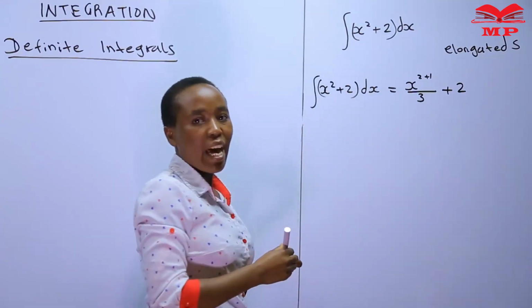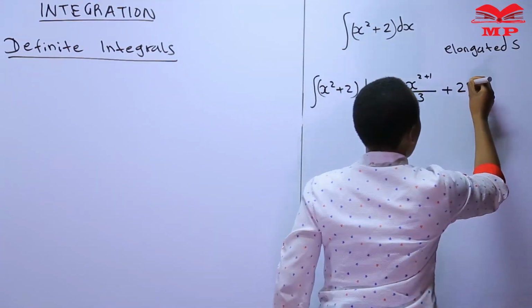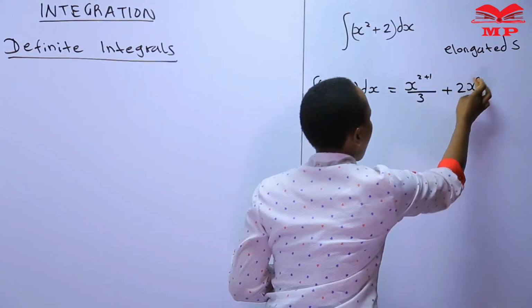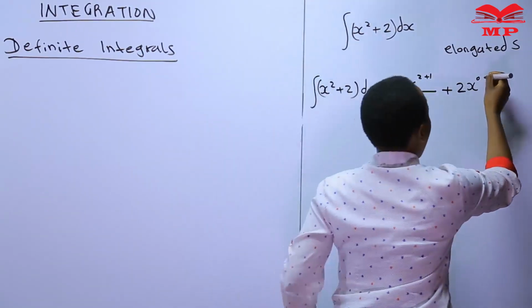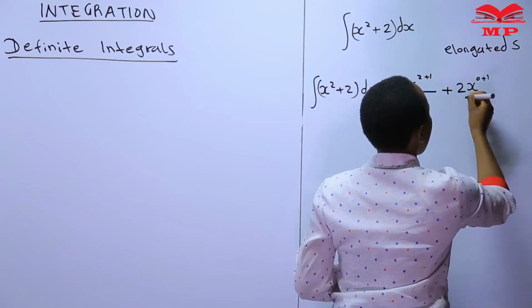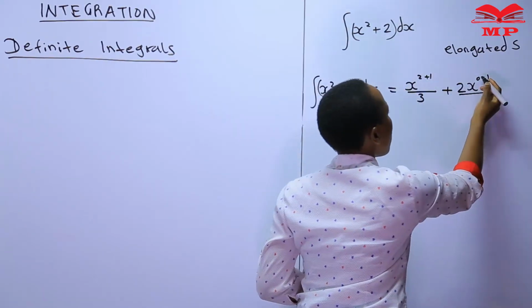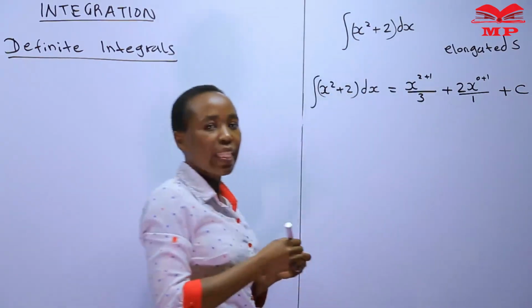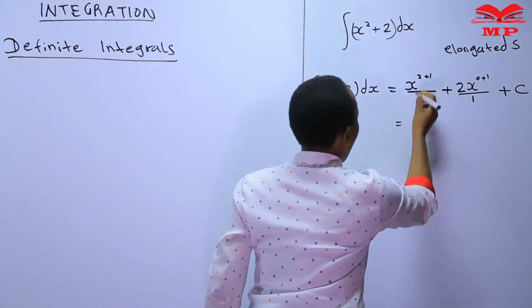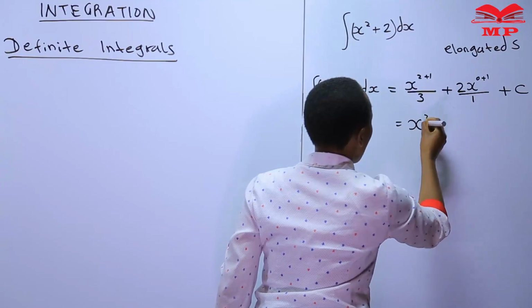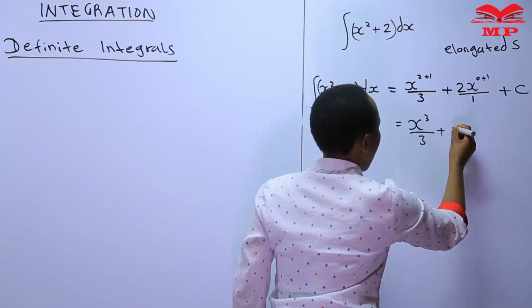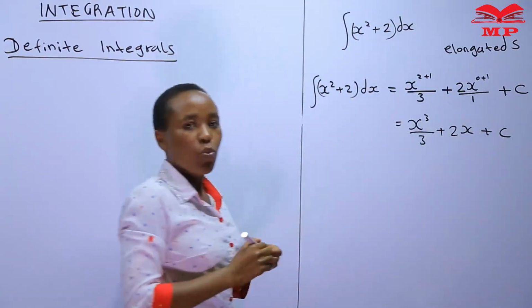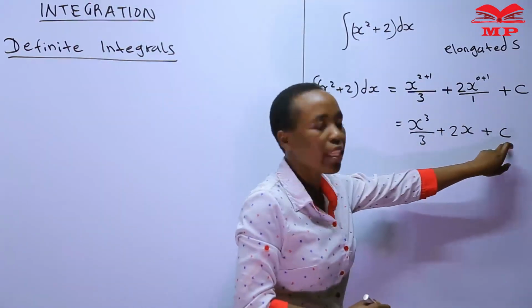Then plus, here we have our 2. Our x here is raised to power 0, because a number raised to power 0 is 1. So we add 1 to the power, then divide by the new power, which is 0 plus 1, that is 1. Then we add a constant c. So we get x cubed all over 3 plus 2x, plus c.